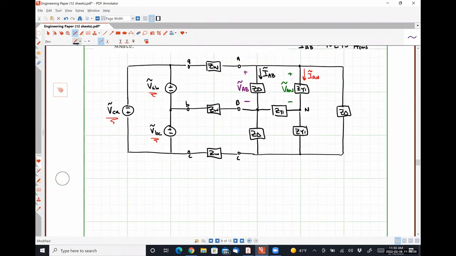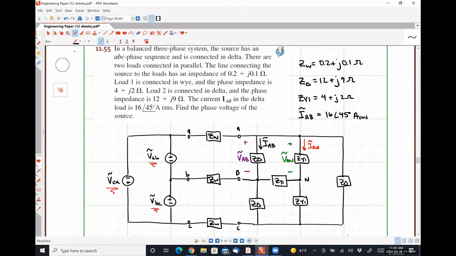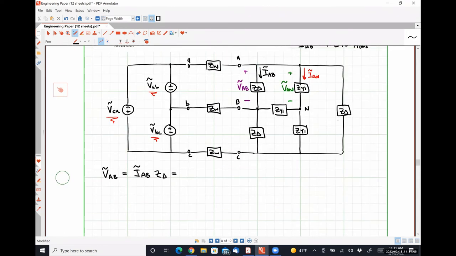So, VAB is IAB multiplied by Z delta. Everybody okay with that? So that's going to be 16 angle 45 degrees times 12 plus J9, which I get to be 240 straight up, angle 81.870 degrees volts RMS.